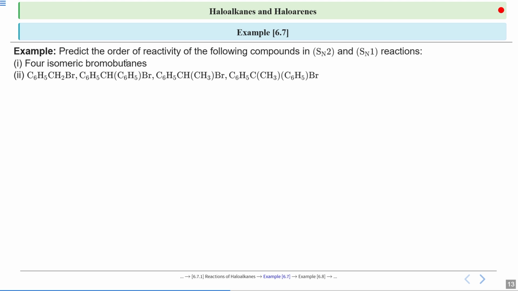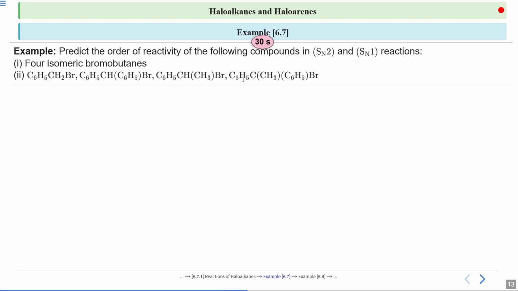The first is 4 isomeric bromobutanes. And the second is C6H5CH2Br, C6H5CH(C6H5)Br, C6H5CH(CH3)Br, and C6H5C(CH3)(C6H5)Br. So you have given these two parts of this example, and the example is saying that you have to predict the order of reactivity of these compounds given in these parts in both the type of reactions, SN2 and SN1.